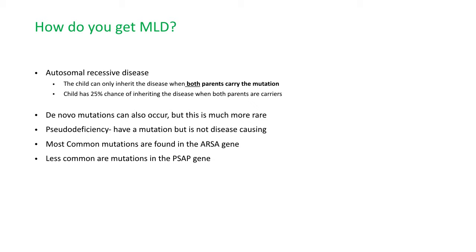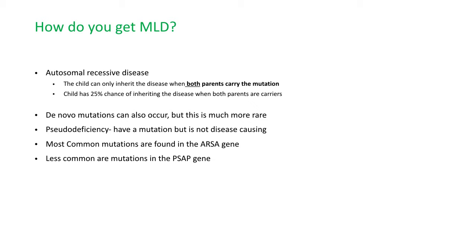How do you get MLD? MLD is an autosomal recessive neurodegenerative disease. The child can only inherit the disease when both parents carry the mutation. That means that the child has a 25% chance of inheriting the disease when both parents are carriers, and this holds true for each pregnancy.